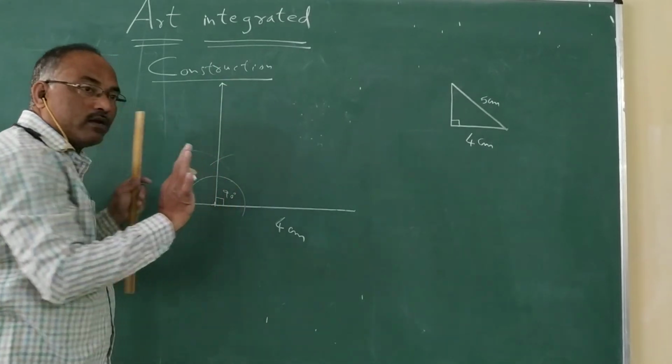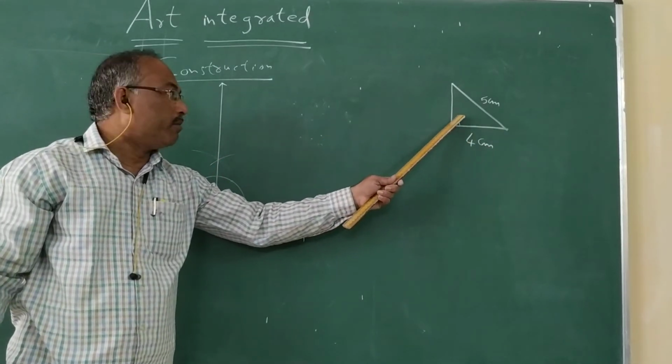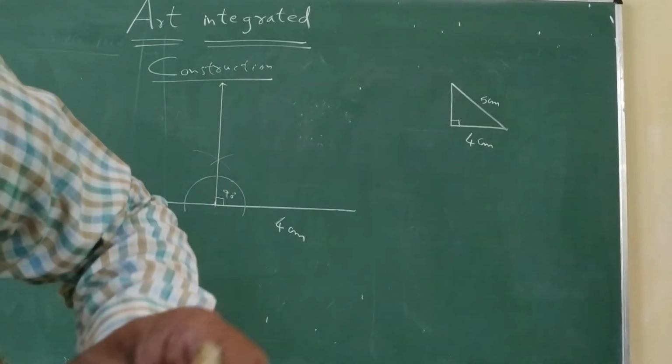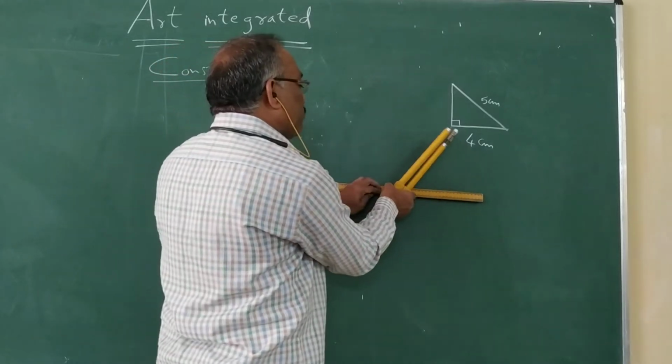You want a right angle triangle. You have taken the first element, the second element. Now which is the third element remaining? 5 centimeter. Now how much distance should I take in the compass? 5 centimeter. Now take a distance of 5 centimeter in the compass.